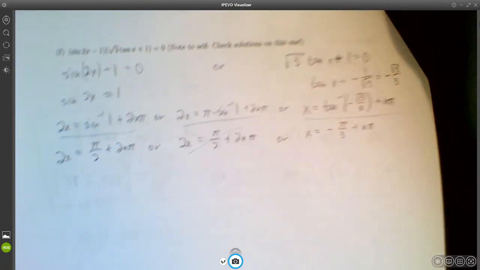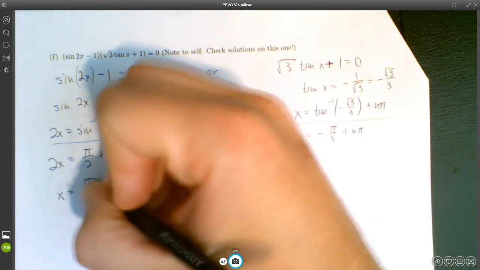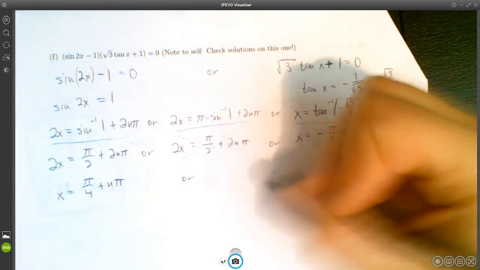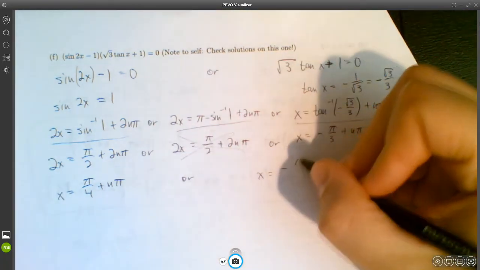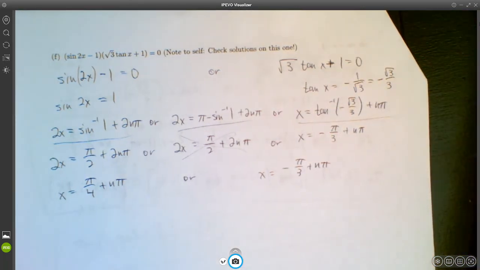Okay, so now, one last thing, I've got to divide by 2 here. x is pi over 4 plus n pi, or x is negative pi over 3 plus n pi. Right, there are our solutions.